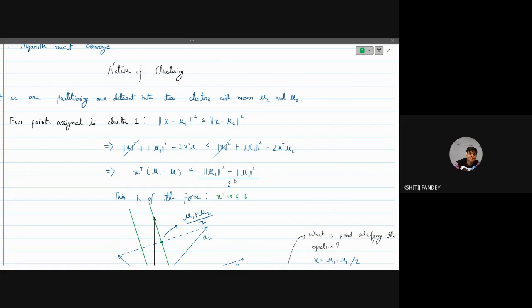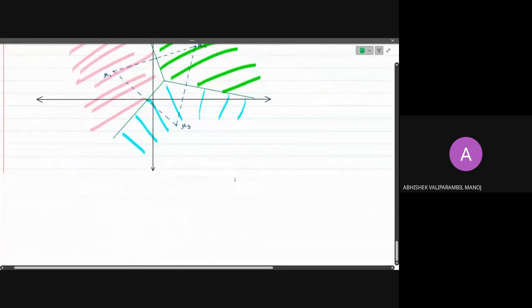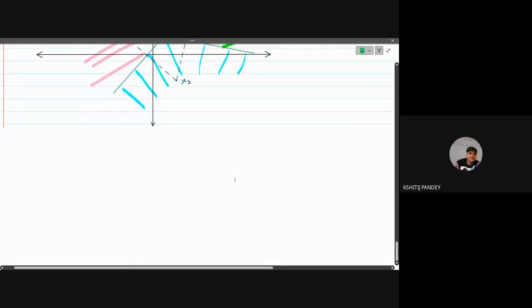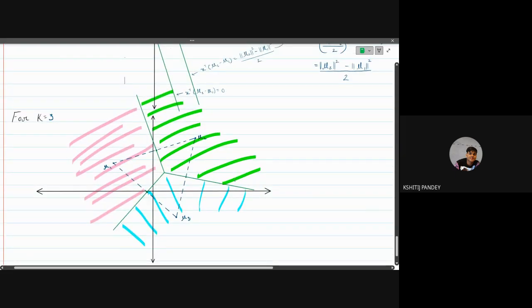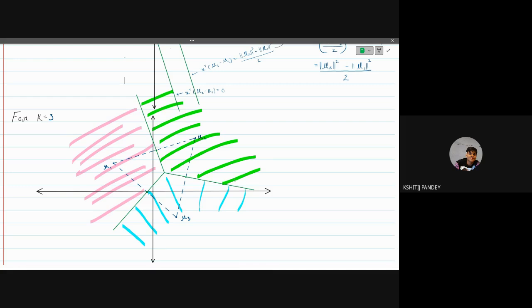Now the next part is the choice of K or the initialization. First of all, let's talk about the initialization. And one other important thing is that these regions are called Voronoi regions.